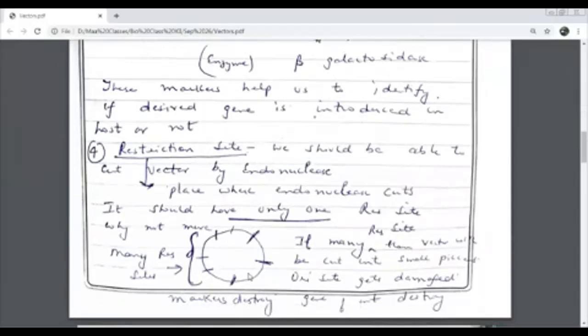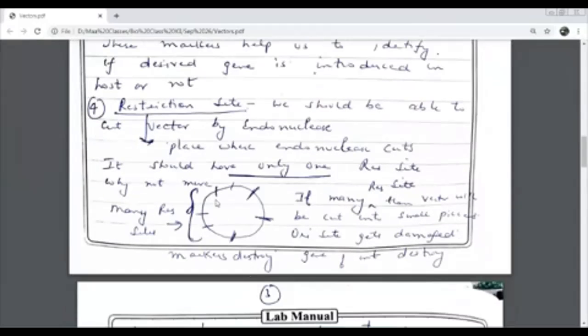The fourth thing that a vector should have is a restriction site. We should be able to cut the vector by endonuclease. That day I had cut one vector by endonuclease, a circular vector. What was the name of the vector? Plasmid. Very good. We had taken a circular vector, the plasmid, and cut it with molecular scissors. What was the name of that enzyme with which we had cut?